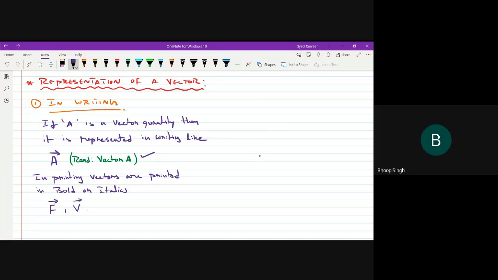Sir, the quantity with the arrow above is a vector, and the one without the arrow is a scalar? Yes.